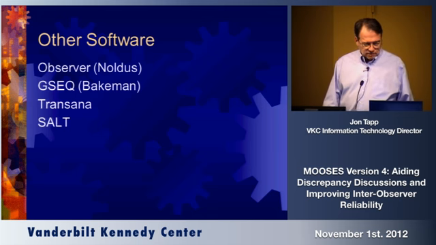This is some other software that does kind of the same thing that's out there. Observer from Noldus does the same thing. GSEQ, Bakeman, is it still used a lot, you think? Yeah. And Transana was developed somewhere around here, for transcript analysis, and people are using it. SALT is a good system for analysis of language transcripts, different things about language, and they use that daily here.